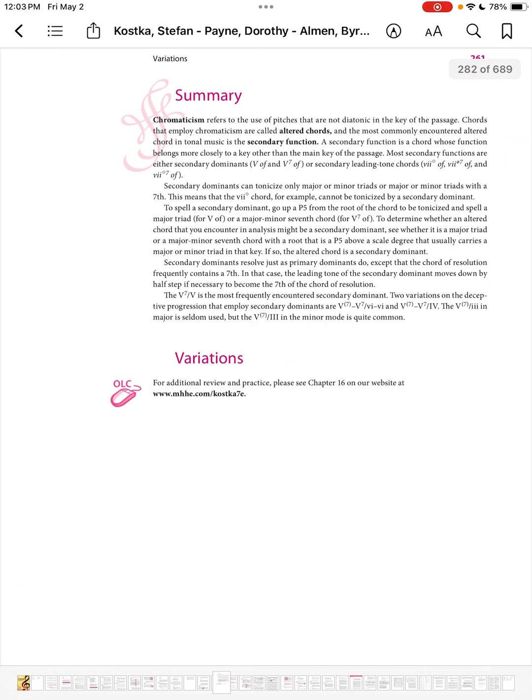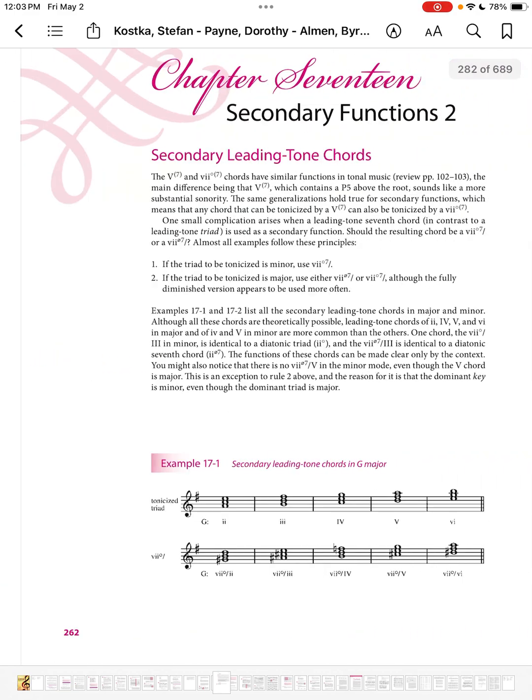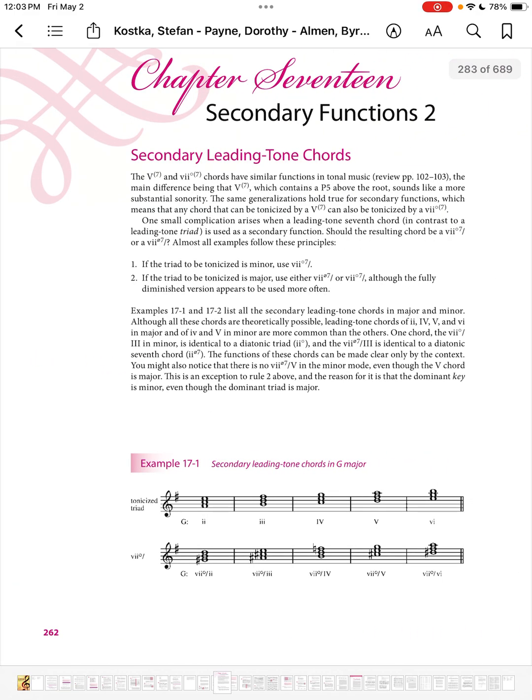And I think that's all. That whole chapter is about the differences. Now tomorrow is going to be secondary functions 2. Let's see if I remember all the little tricks and the stuff. See ya.